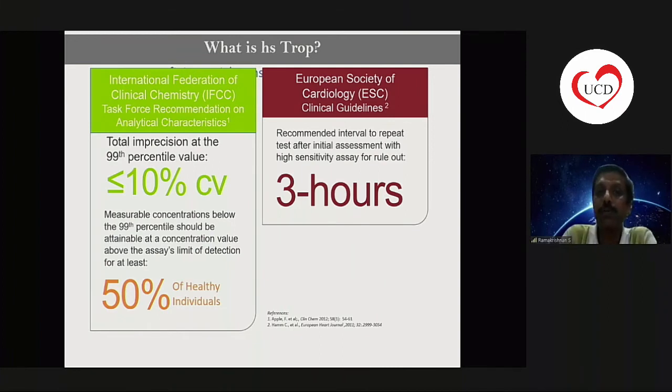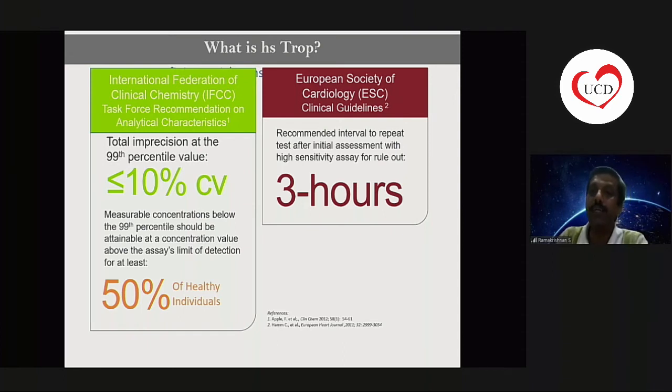So the total imprecision at the 99th percentile value should be 10% CV, and the 99th percentile should be an attainable, measurable value, with the assay limit of detection reaching around 50% of healthy individuals. When you do this assay, a measurable concentration below the 99th percentile should be attainable in all healthy individuals also.